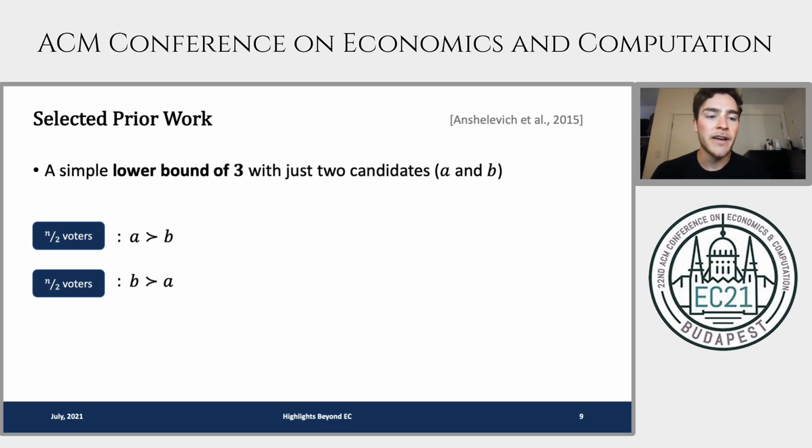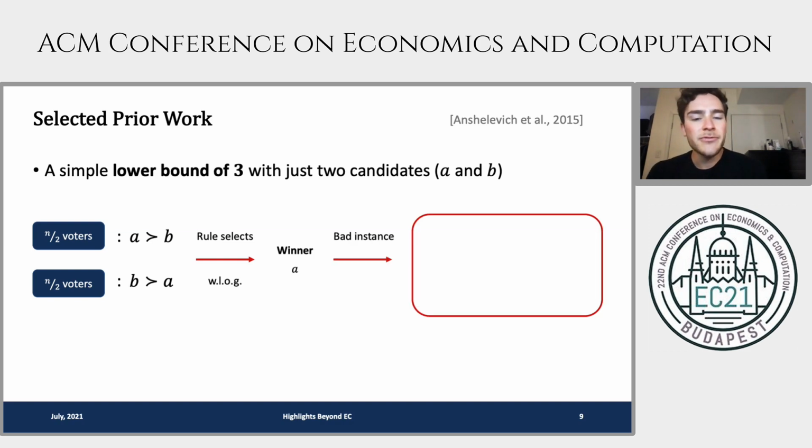So we'll have half the voters say they like candidate A more than candidate B, and the other half say they like candidate B more than candidate A. And this is a completely symmetric instance, so what is a voting rule to do? But let's just say it chooses, without loss of generality, candidate A. So what could go wrong?